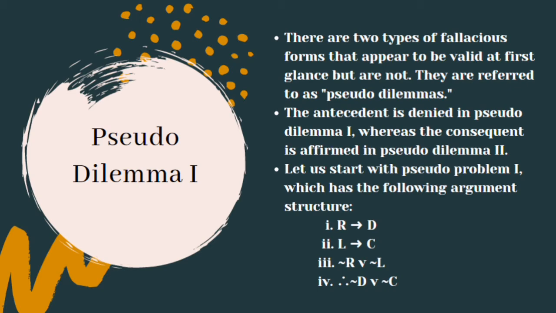Premise 1, if R, then D. Premise 2, if L, then C. Premise 3, either not R or not L. Conclusion, therefore, either not D or not C.